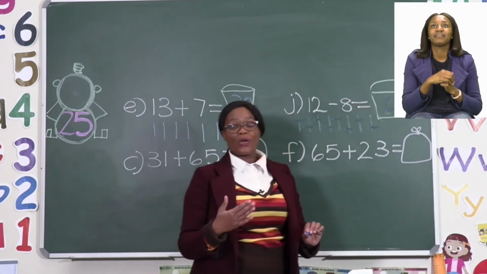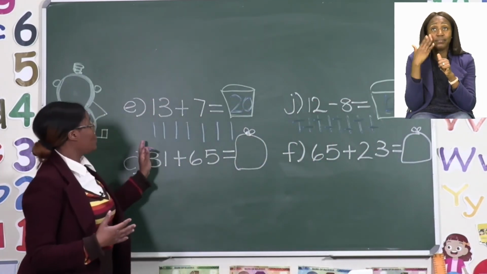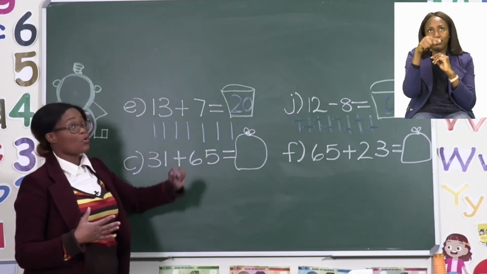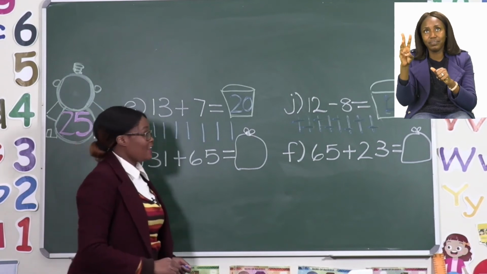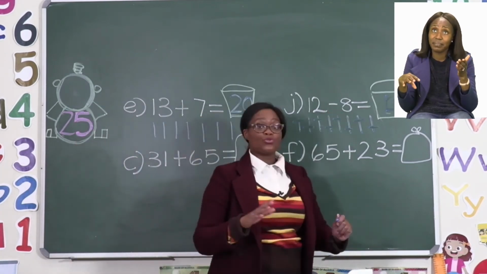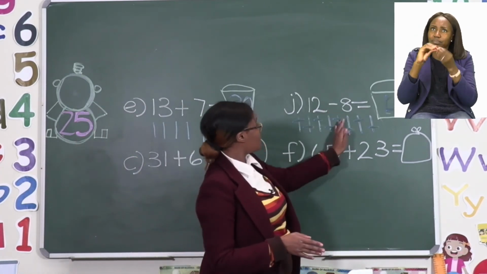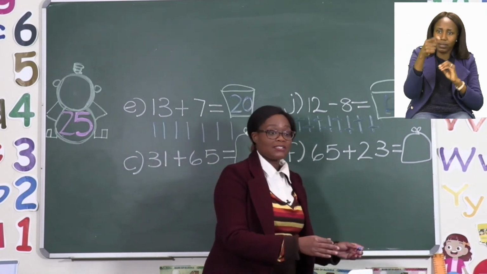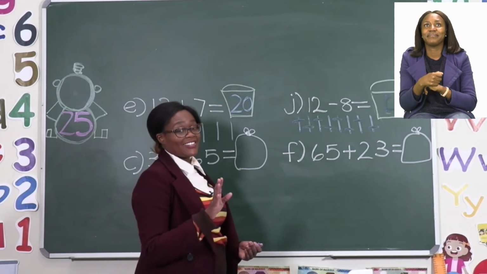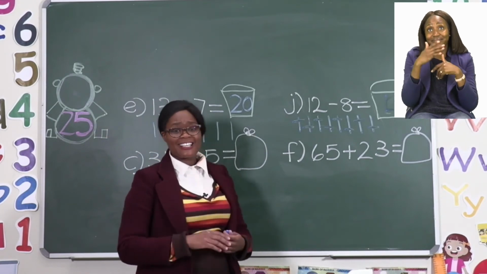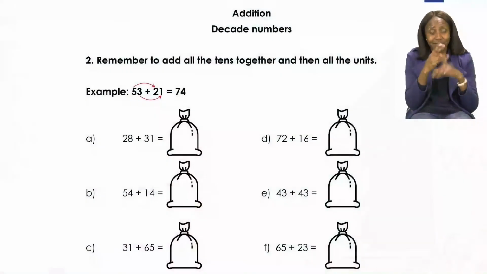So remember, when you are adding, you draw the number of sticks for the smaller number and you count going forward. And when you are subtracting, you draw the number of sticks for the smaller number and you cross out going backwards. So now that we're done with that part, let's take a look at the bottom of our exercise.